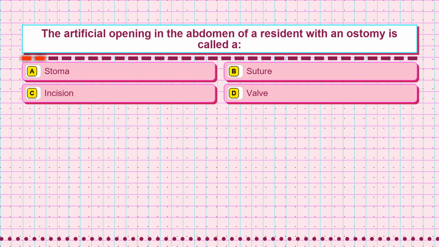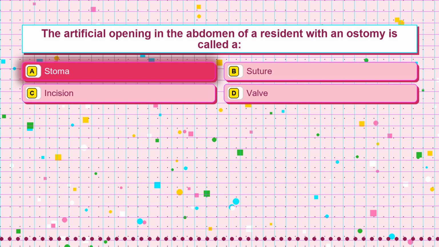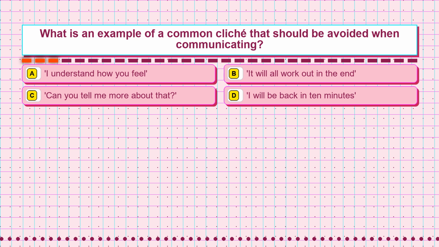Question 29. The artificial opening in the abdomen of a resident with an ostomy is called a: Option A, stoma. Option B, suture. Option C, incision. Option D, valve. The correct answer is option A, stoma. A stoma is the surgically created opening on the surface of the abdomen through which waste is diverted into an ostomy bag.